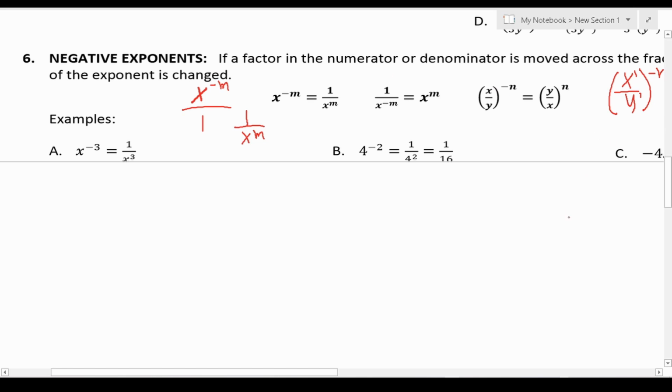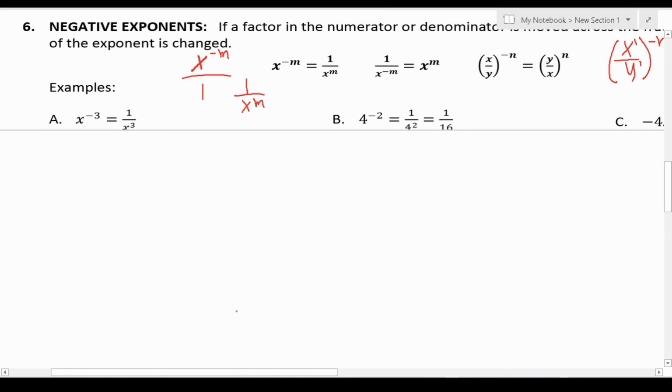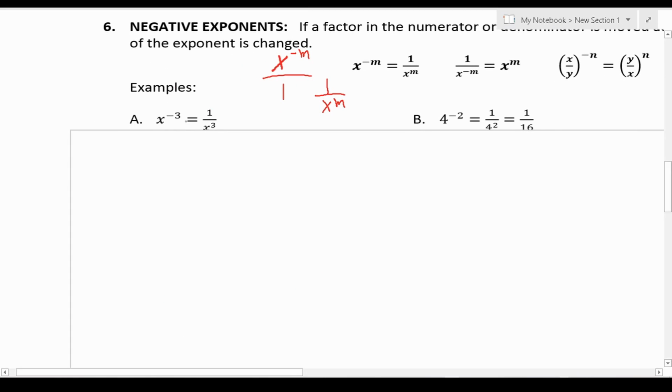So let's go ahead and take a look at a few examples of that to get some practice. All right, so for question A, we have x to the negative third. Again, as I mentioned, you cannot leave your answer in this form. But that said, if we shift this across the fraction bar, this is technically over 1, that will become positive. So this will be 1 over x to the third. Okay, let's look at B.